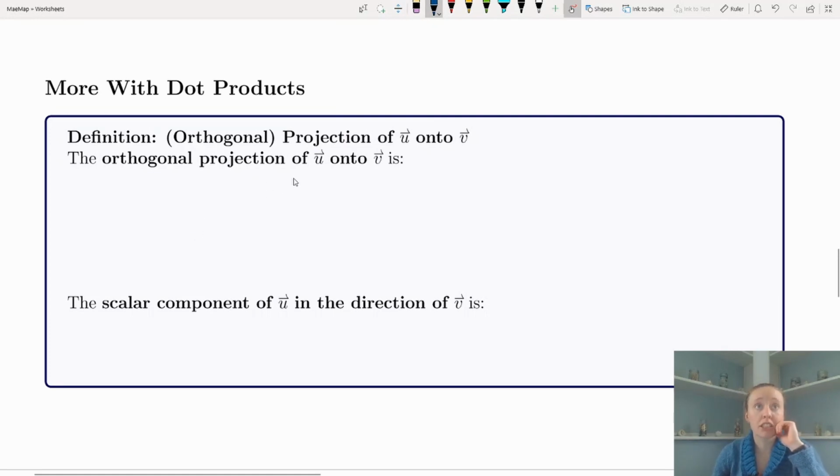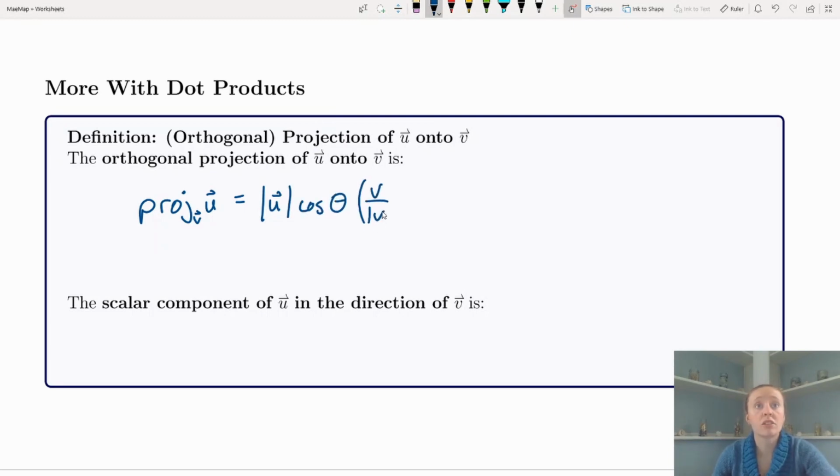So the orthogonal projection of u onto v is written as the projection of whatever you're projecting, so this will be vector u, and then the projection will have a subscript v because we're projecting u onto v. Now the formula for this is going to be the magnitude of u times the cosine of theta times v over the magnitude of v. So essentially the unit vector of v, because we want either that same direction or, depending on if cosine is negative, that opposite direction. So v over the magnitude of v is just a unit vector, which means that the magnitude of u times the cosine of theta is going to be the magnitude of our projection.